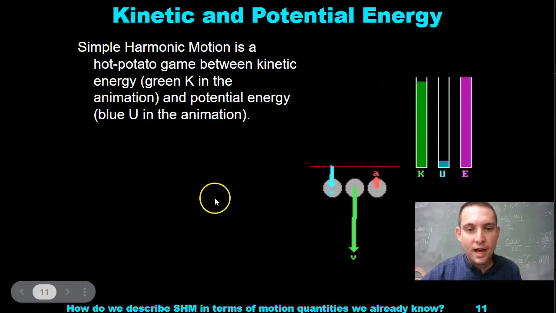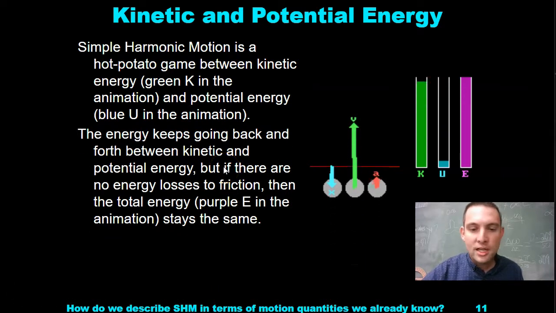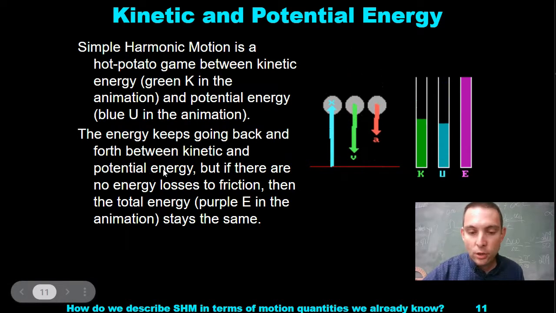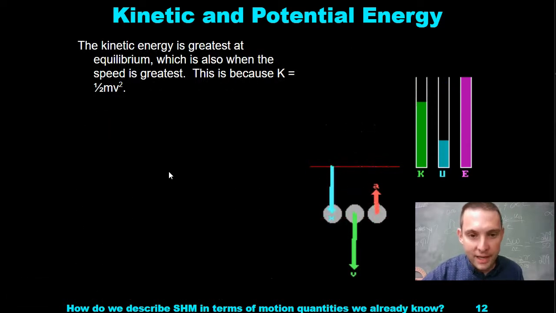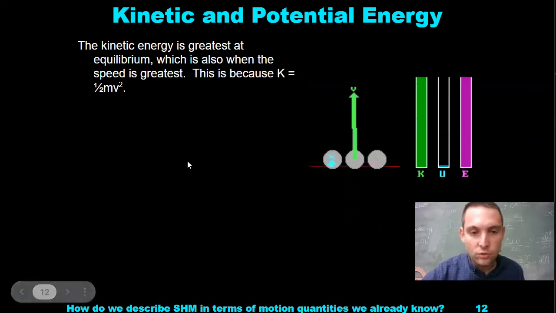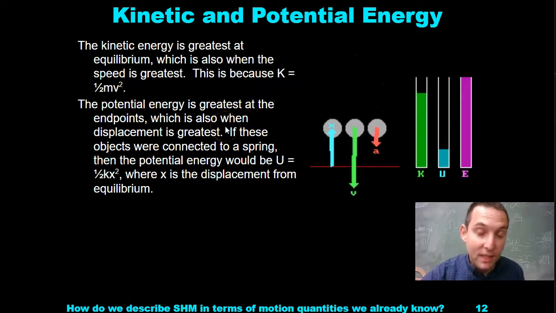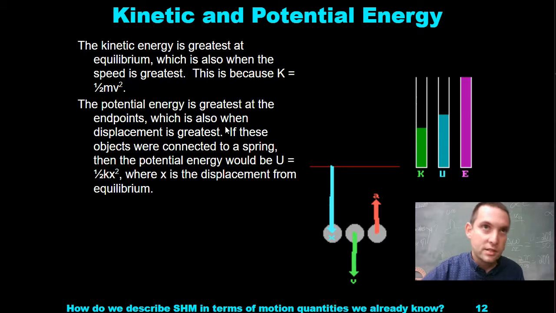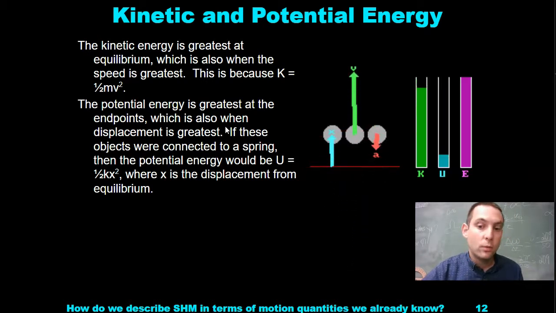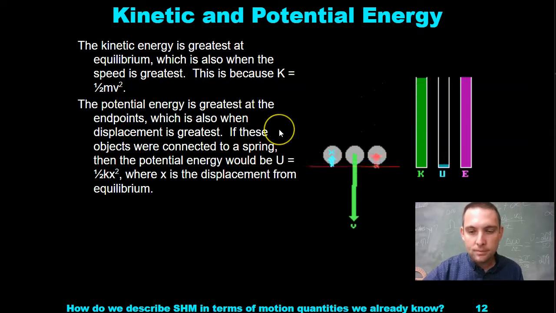Simple harmonic motion is a hot potato game between kinetic energy and potential energy. The energy keeps going back and forth between kinetic and potential energy, but if there are no energy losses to friction, then the total energy stays the same. The kinetic energy is greatest at equilibrium because that's where your velocity is greatest, and K equals 1/2 mv squared. The potential energy is greatest at the endpoints, which is also when the displacement is the greatest. Potential energy for a spring, for example, is 1/2 kx squared.